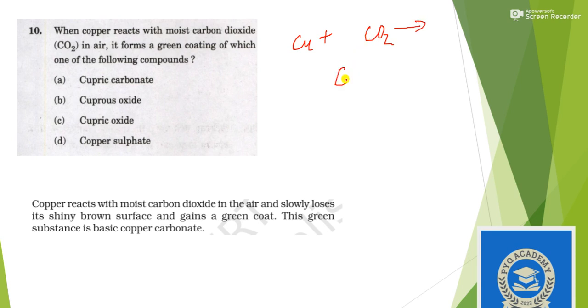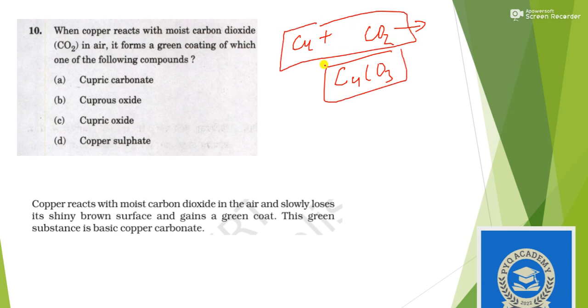So it will become CuCO3. Okay. And if you are not able to form this equation, the same statement is directly given in NCERT that copper reacts with moist carbon dioxide in air and slowly loses its shiny brown surface and gains a green coating. Okay, so if you are going through the NCERT line by line, you will not face any difficulty in exam.